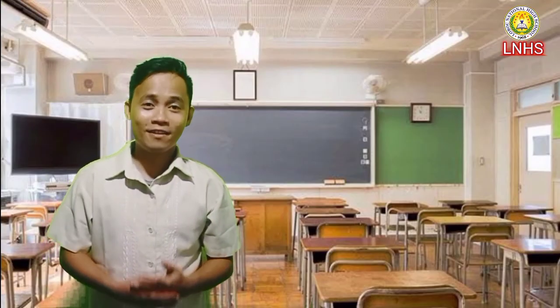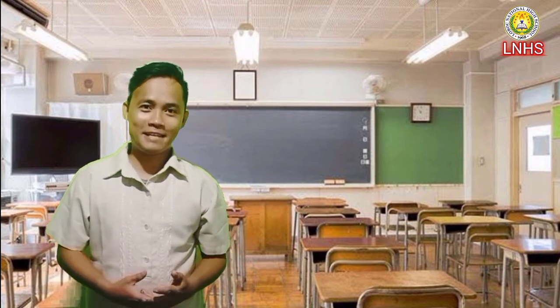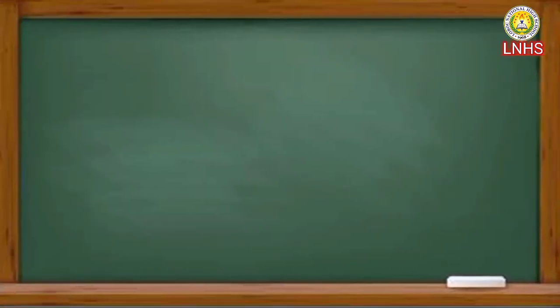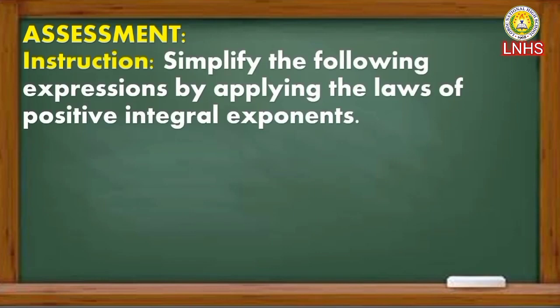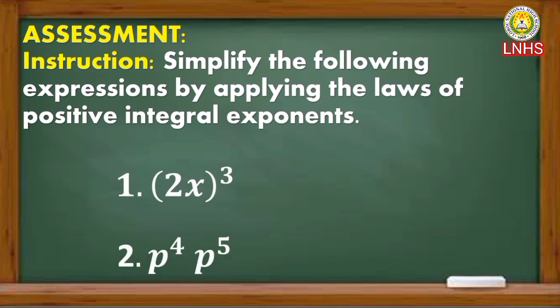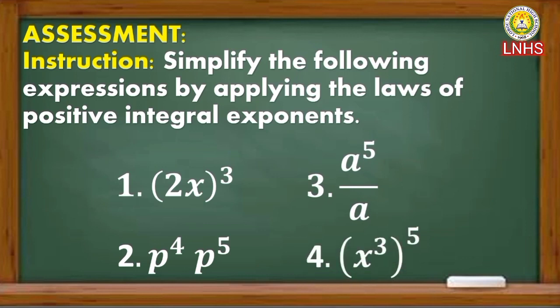And to be sure how far you understand the topic, let's try this assessment. Simplify the following expressions by applying the laws of positive integral exponents. Number 1, 2x raised to the power of 3. Number 2, p raised to the power of 4 times p raised to the power of 5. Number 3, a raised to the power of 5 over a. And number 4, x raised to the power of 3, raised to the power of 5.